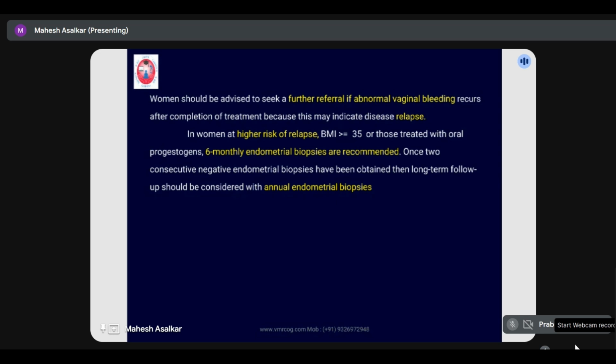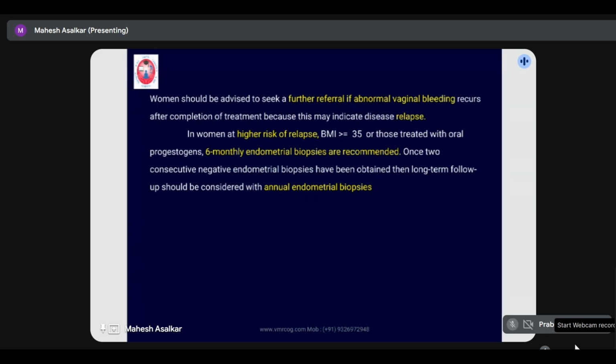Provided her BMI is less than 35. Did you get it? Yes, sir. If the BMI is more than or equal to 35, or if she is given an oral progesterone, then 6 monthly biopsies are recommended. Two negative biopsies will be followed by the annual endometrial biopsy.